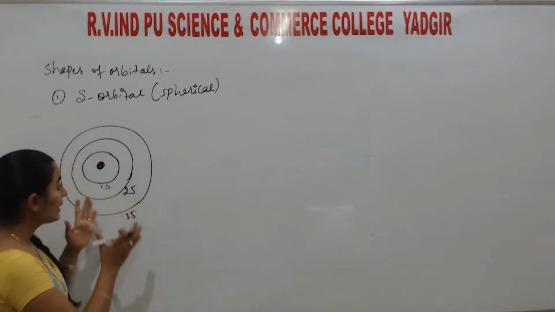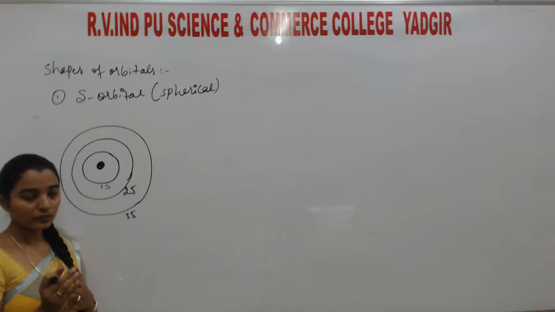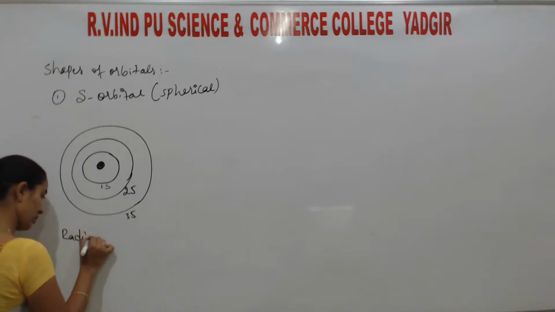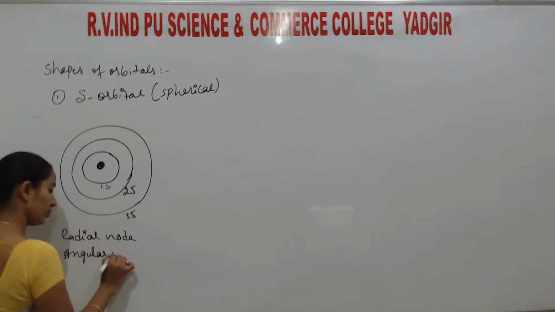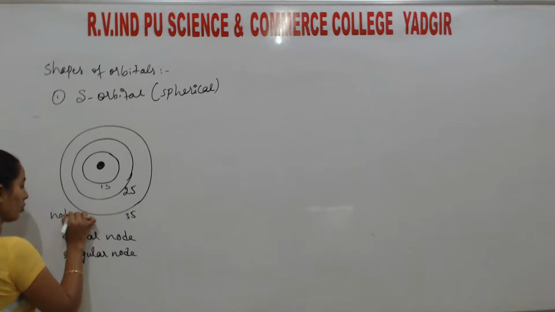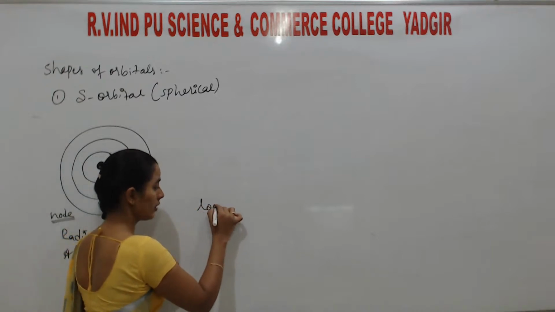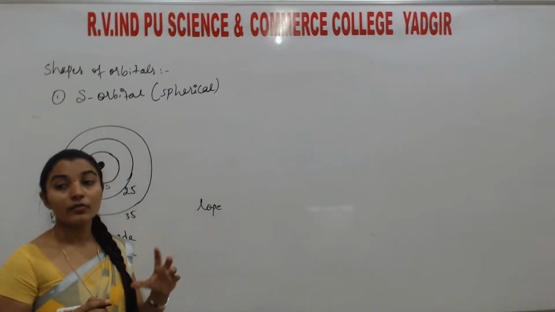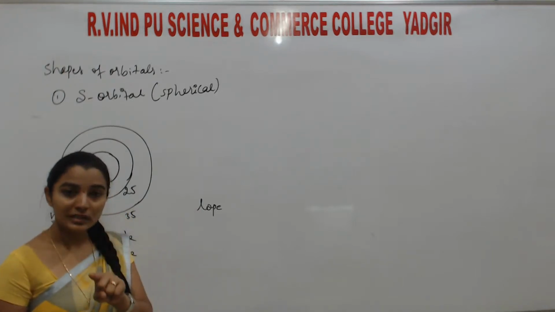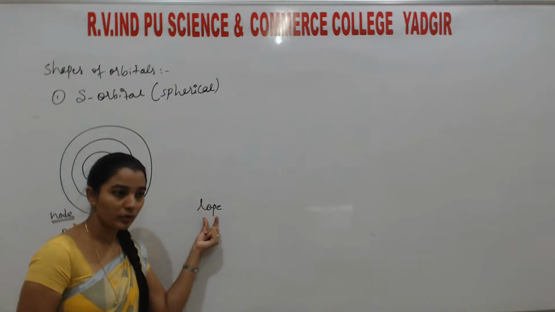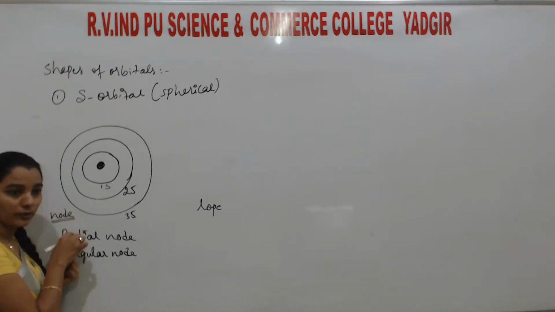Understood? So students, remember in these shapes two concepts are there: one is radial node, another one is angular node. Initially understand what is node. Lobe is there, node is there. Lobe means where the electron is present or where the electron density is more. Where the electron density is approximately 0, that is called a node.